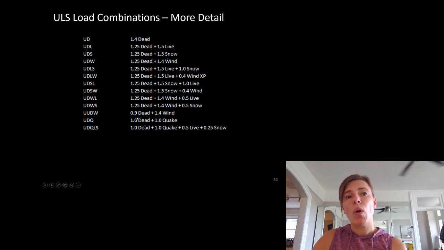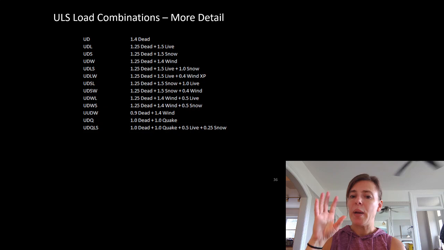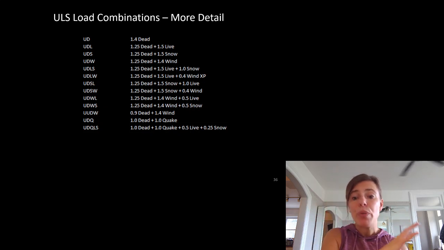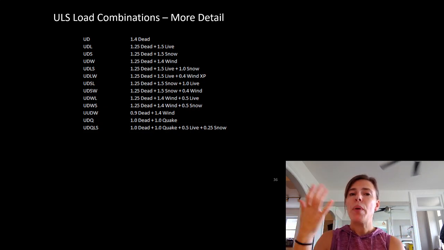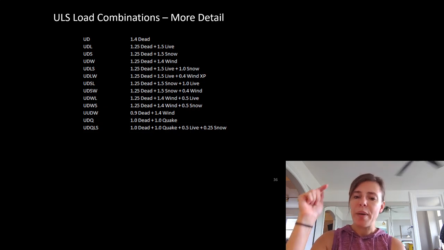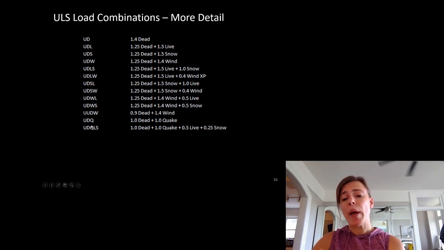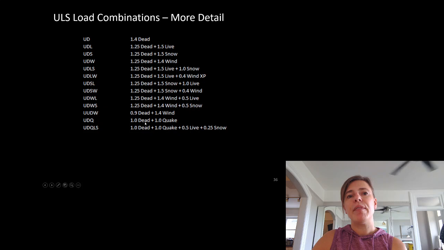Then look here, we have the one where we have 0.9 dead plus 1.4 wind. I'm assuming here that dead and live and snow are all gravity loads and wind is upward. We don't know that for sure. We'd have to think about those things multiple times, but often that tends to be the case here, but not always. But I'm showing it here because it tends to be the norm. And earthquake can often go in either direction as well.